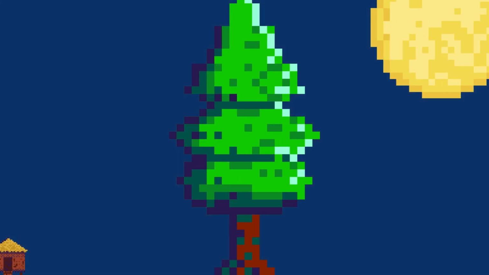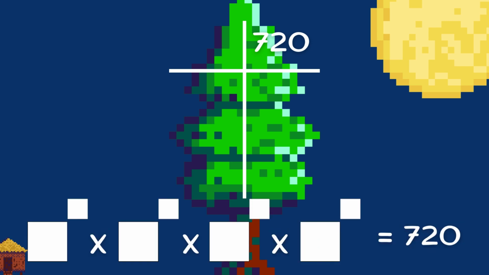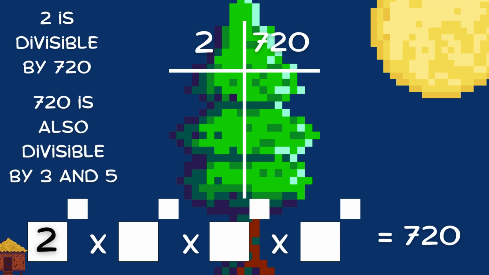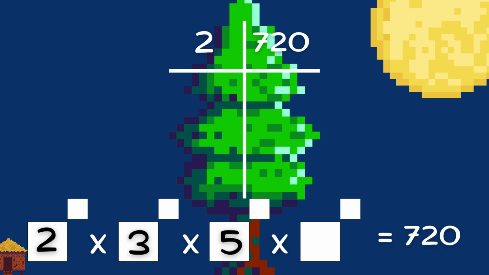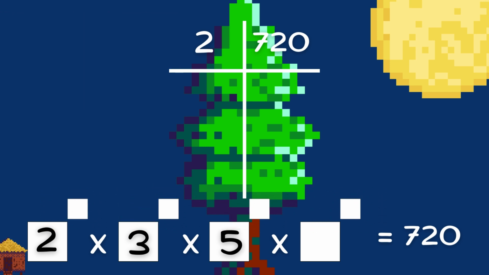Let's say we wanted to find the product of prime factors of the number 720. We know that our answer will look something like this, and what we also know is that one of these numbers will be 2, because 720 is divisible by 2. This is the same for 3 and 5. So we know that these numbers will be prime factors. What we don't know is how many of each of these 3 numbers there will be. To figure this out, we must break 720 down to its prime factors.